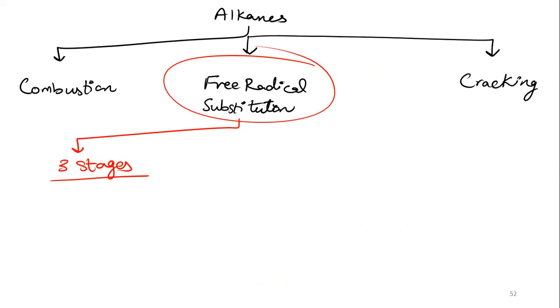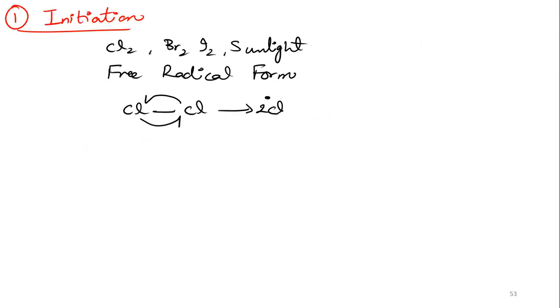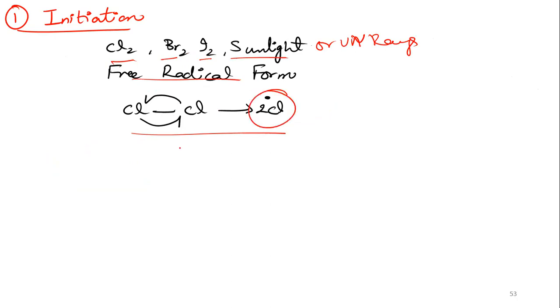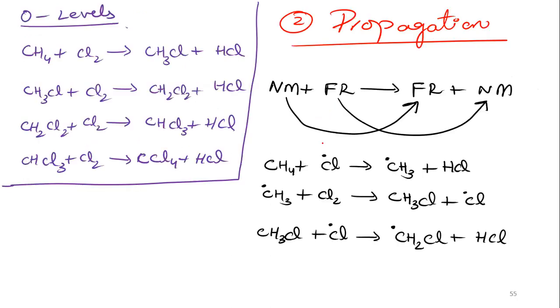Free radical substitution is a 3-stage process, and just please don't write anything. Listen to this. First stage is the initiation. You take Cl2, Br2, or I2, anything, and in the presence of sunlight or UV rays, free radicals are formed like this. Okay. Second stage is propagation.